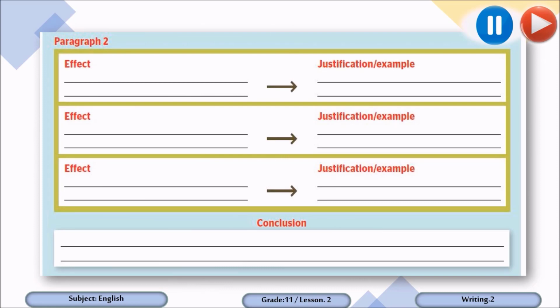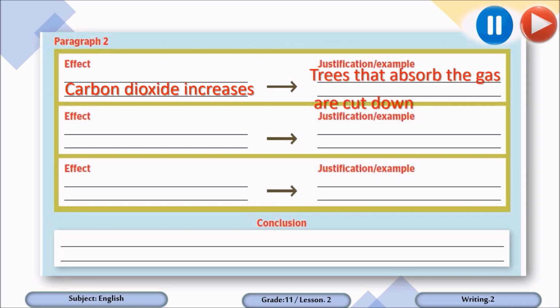Here we have paragraph number 2 that deals with the different effects and it gives justifications and examples. So the first effect, carbon dioxide increases? This is due to the trees that absorb the gas are cut down.